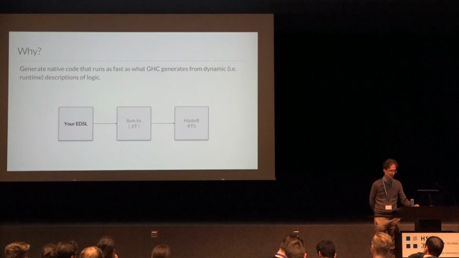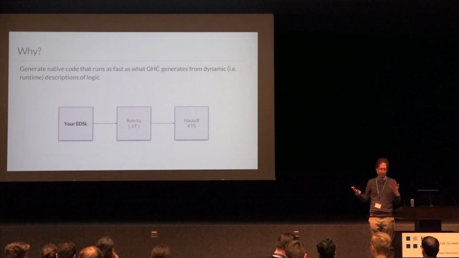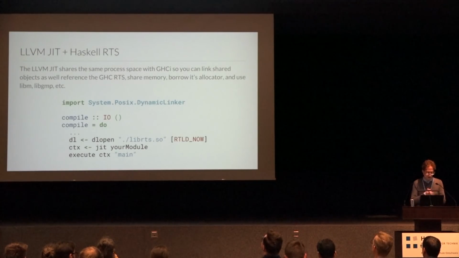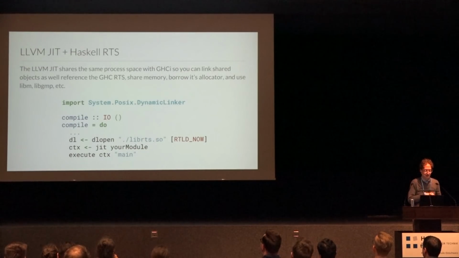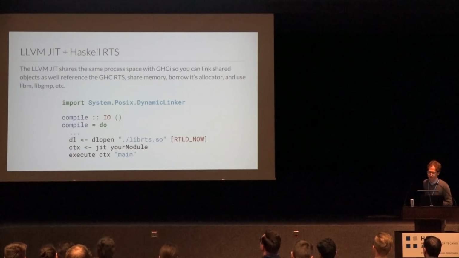So this is quite useful. It allows us to have a lot of the benefits of being able to generate arbitrarily complex math kernels on the fly for numerical computing purposes. So what does that look like? Effectively, since the LLVM JIT is running inside of the same process as GHC or GHCi, we can share objects across the runtime.